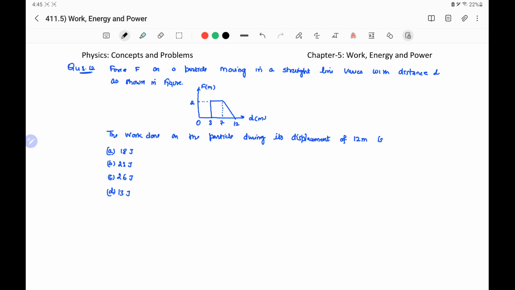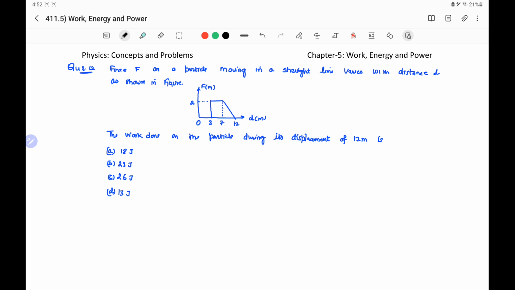12th question: force F on a particle moving in a straight line varies with distance d as shown in the figure. Figure shows a graph between the force and displacement, and as per the graph, force is a variable force. The work done on the particle during its displacement of 12 meter is, options are 18 joule, 21 joule, 26 joule and 13 joule.